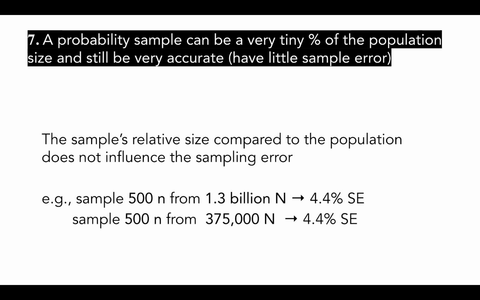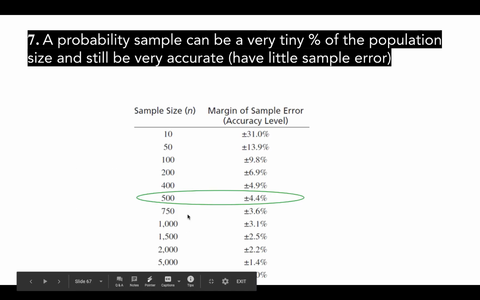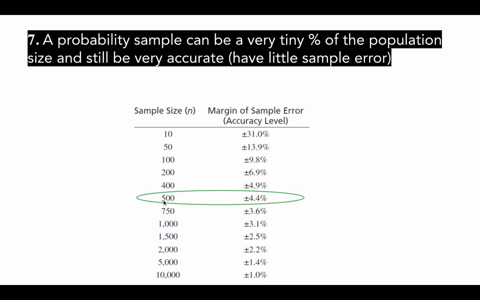So a sample of 500 people from 1.3 billion people gives you a sample error percent of 4.4, whereas a sample of 500 people coming from, let's say, 375,000 people also only has 4.4% sample error. So same sample error. That's because it's the sample size that matters and not the population size. This table right here shows you again what level of sample error corresponds to a certain sample size. If you have a sample size of 500 people, you have 4.4% sample error.